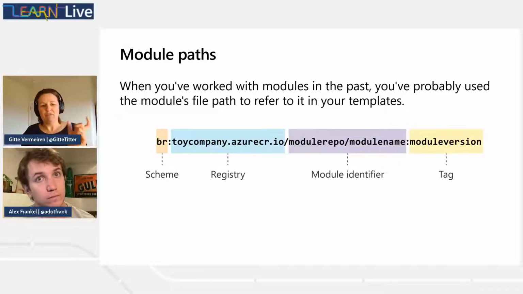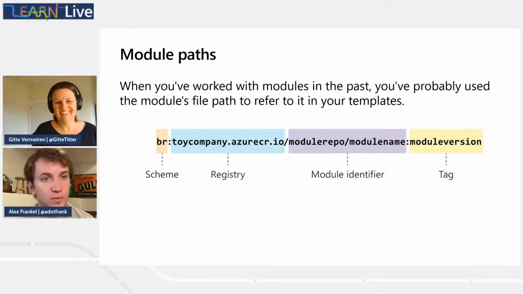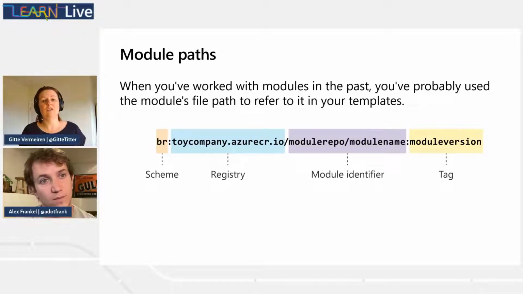Now, Alex, I've been wondering, what does the BR actually stand for? Is it like Bicep registry? Yeah, BR stands for Bicep registry, and the reason we need it is because you can also reference template specs with a similar path. So if we see BR, we know it's a Bicep module in a registry. If we see TS for template specs, we know you're referencing a template spec somewhere in Azure.